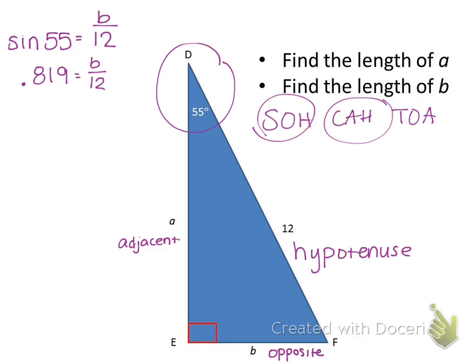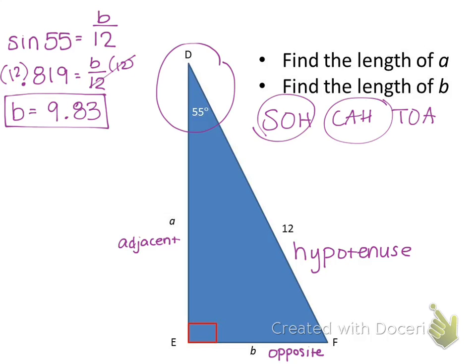Now we're just going to use regular old algebra and ask myself, if I wanted to get B alone, what would I do? Multiply by 12. That cancels that out. Whatever I do to one side, I've got to do to the other. And I'm going to plug in my calculator 12 times 0.819. 9 point what? 83 is side B.